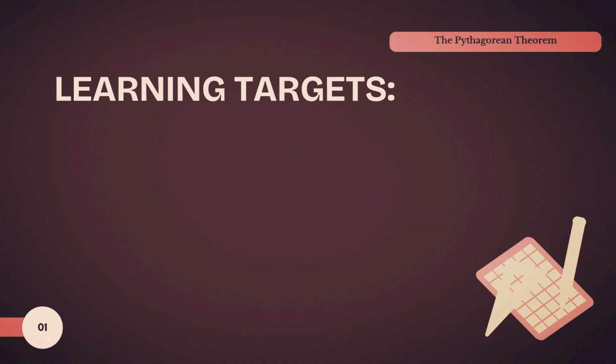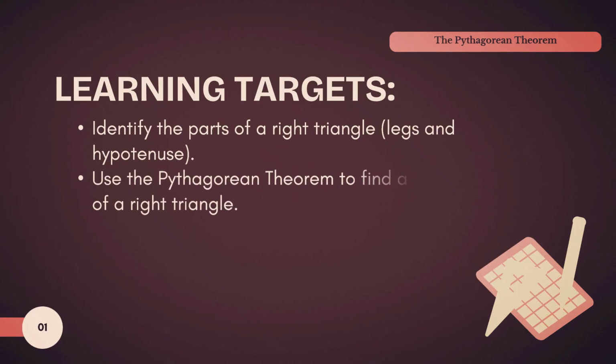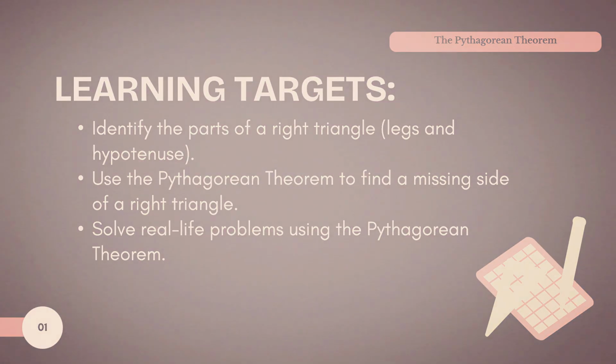Learning targets. In this lesson, you will be able to identify the parts of a right triangle, the legs and hypotenuse. Use the Pythagorean theorem to find a missing side of a right triangle. Solve real-life problems using the Pythagorean theorem. By the end of this video, you'll have a clearer understanding of how the Pythagorean theorem works and how it helps make solving geometry problems easier and more fun.